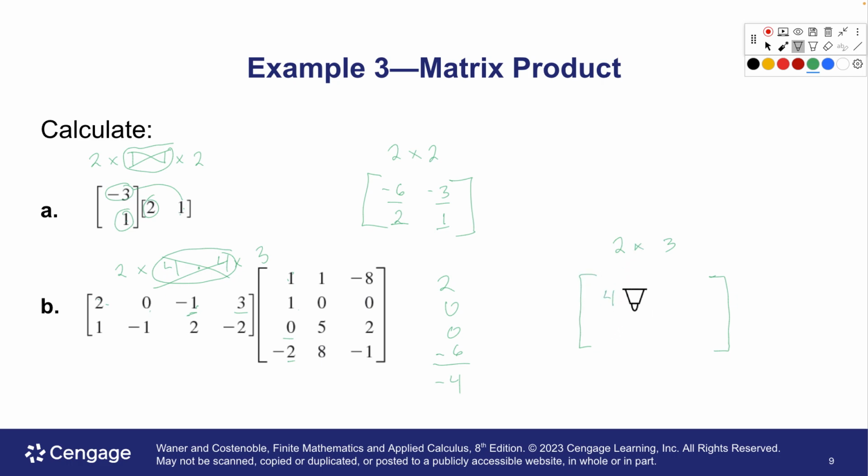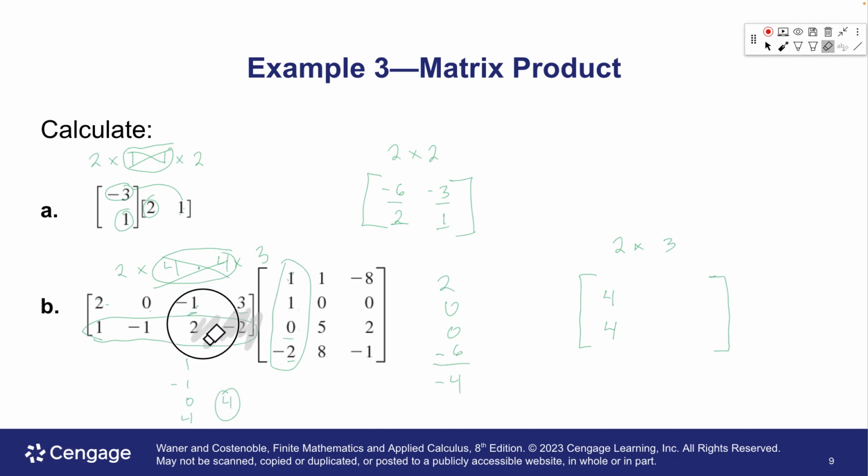Get the second row, first column. We take this row times the first column. So we do a 1 times 1, which is 1. Negative 1 times 1, which is negative 1. 2 times 0, which is 0. Negative 2 times negative 2, which is positive 4. That's 5 minus 1 is 4. So that's what goes here. Okay, so let's clear out some of this.